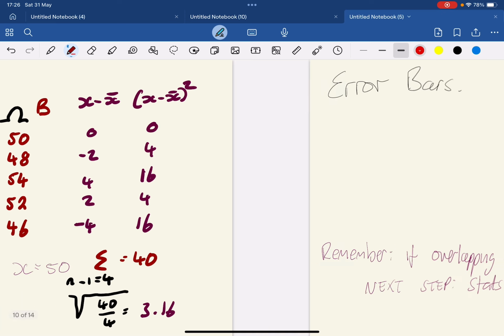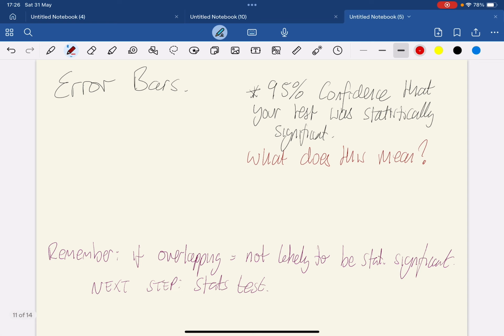The next step following this really is looking at error bars and looking at confidence tests. If you're doing stats as part of a module, you might have heard of 95% confidence that your test was statistically significant. What does that actually mean? Well, it tells us that our results are unlikely to be observed by chance.